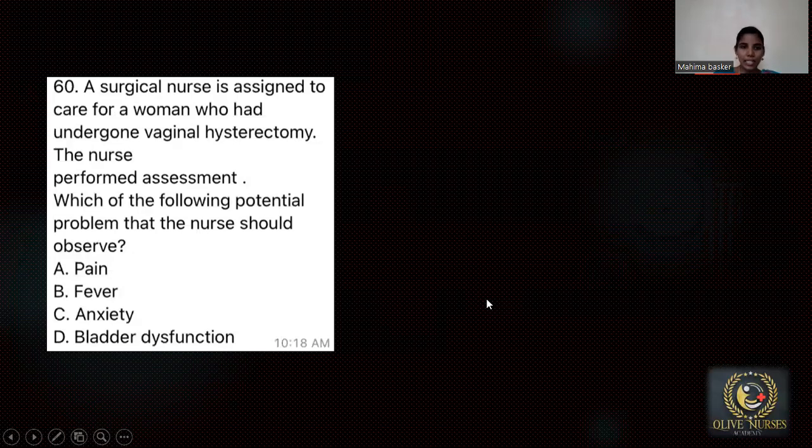A surgical nurse is assigned to care for a woman who had undergone vaginal hysterectomy. The nurse performed assessment. Which of the following potential problems should the nurse observe? Vaginal hysterectomy. Just remember, vaginal hysterectomy, they are going to take the what? Uterus, totally. Near the uterus, what is there?